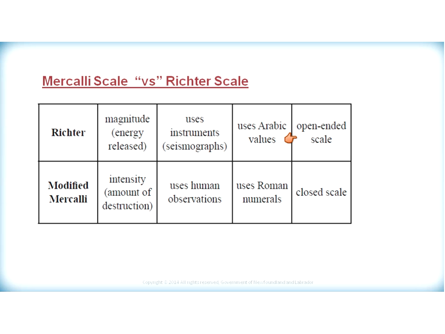In comparison, the modified Mercalli scale is a scale based on intensity. And intensity measures the amount of destruction at one given area. It uses human observations to base its intensity. It's a Roman numeral scale, and it's a closed-end scale. It basically is a scale that goes from Roman numeral 1 to Roman numeral 12.